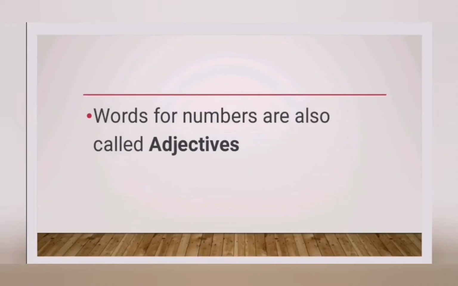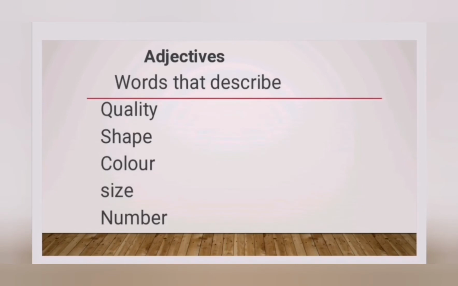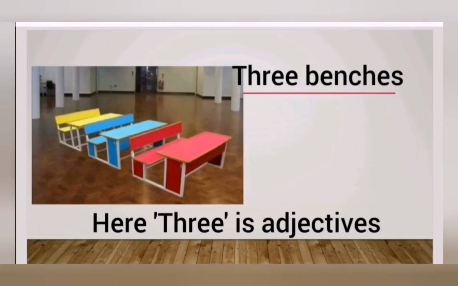So friends, words for numbers are also called adjectives. Words that describe quality, shape, color, size, and number are also included in adjectives. Let's come to the examples of these adjectives. Three benches. Here, three is an adjective and it describes the number.